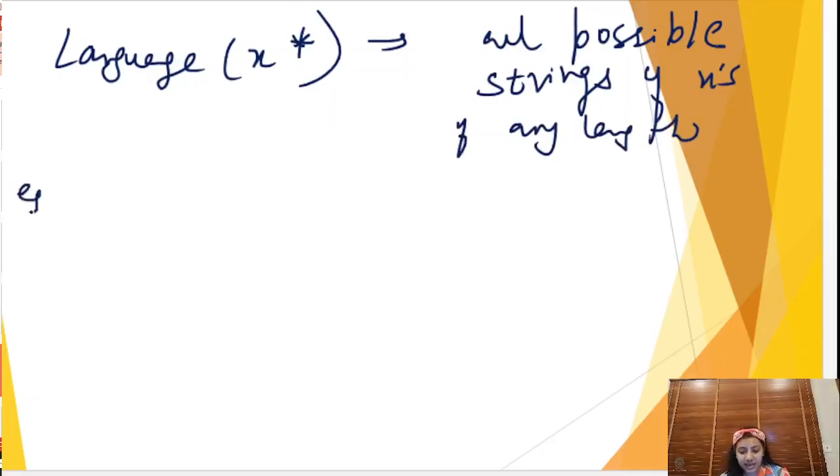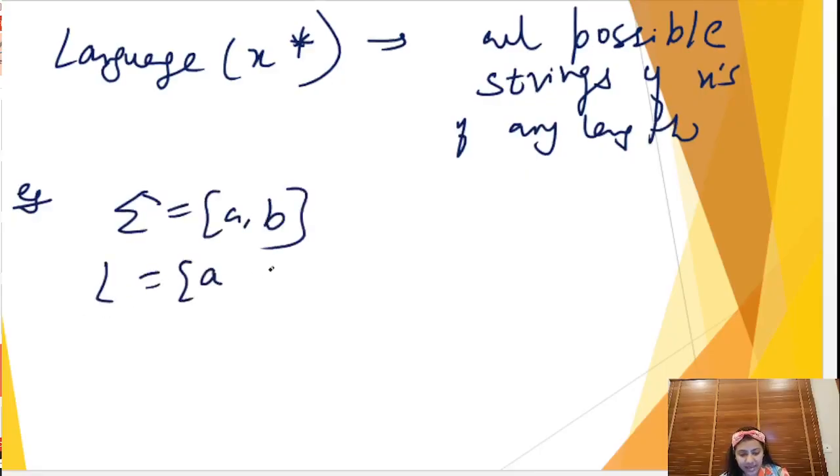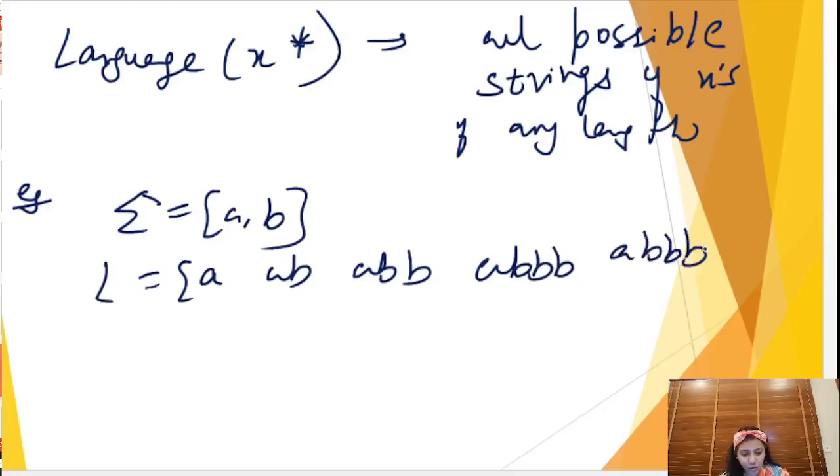Similarly, let's take another example. If I write the alphabet as {a, b}, right? And my language is, let's say, a, ab, abb, abbb. These are the strings belonging to my language, right? And so on.